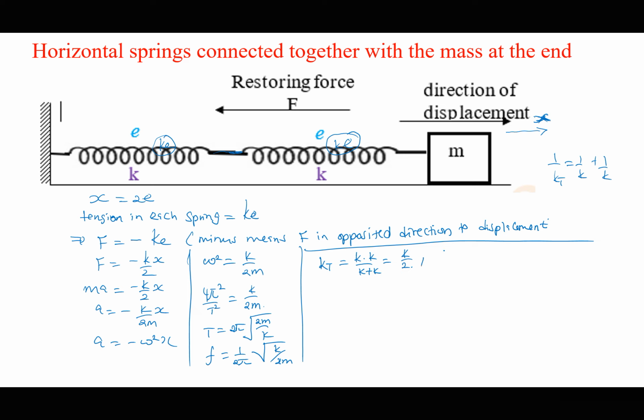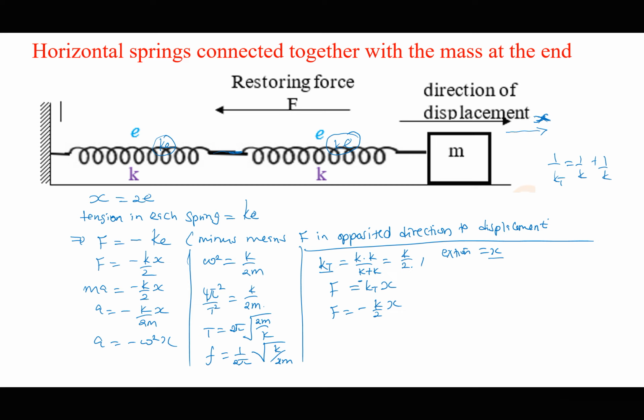Effective extension, of course, is equal to x because the system has been displaced through a distance x. So I will just combine total constant and x. F, the resultant force or resultant tension, is equal to total constant times total extension. But because it's in the opposite direction, I put a minus there. So F is equal to minus K over 2 times x. And then I introduce Newton's second law.